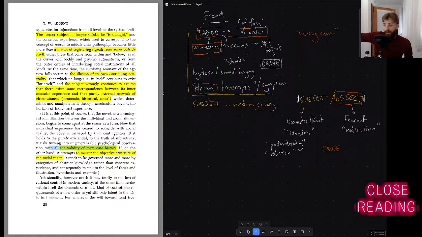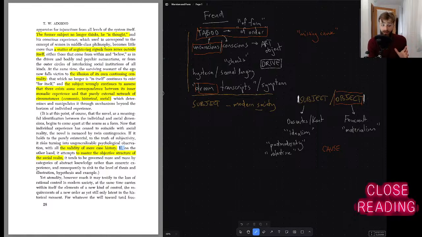The set of sessions that an analyst has had with an analysand, with a patient. This case history is important, but the good analyst doesn't over-determine what the next session will be based on all of the previous sessions, because there is a possibility that something will happen that is not traceable to the network of causes that the analyst has built up as an image in their mind of the analysand. So Jameson is saying, I don't want to go full subject on this, or Adorno doesn't want to go full subject on this.